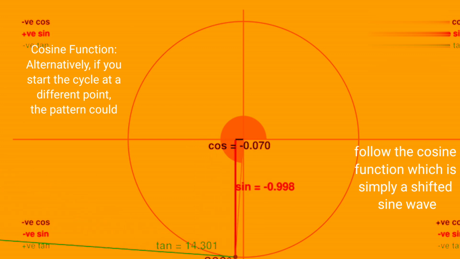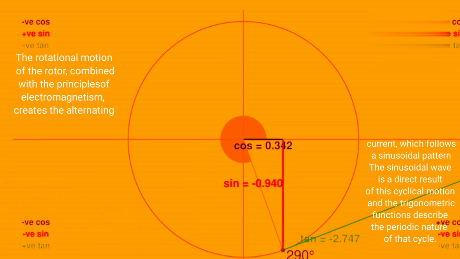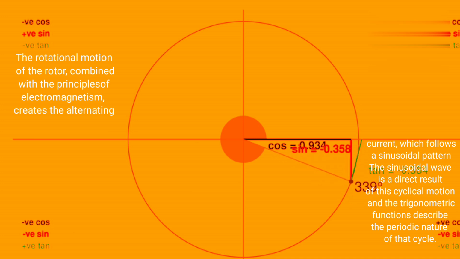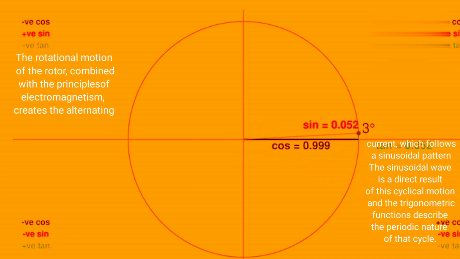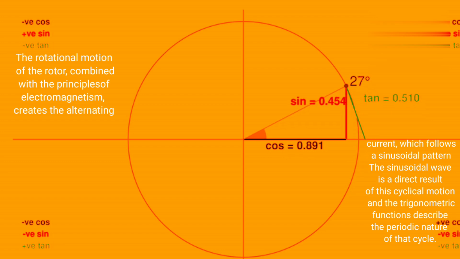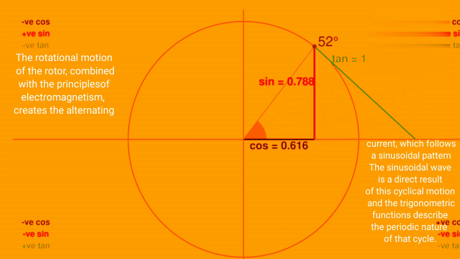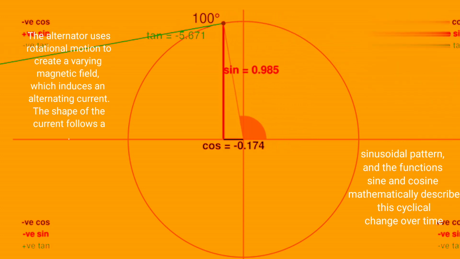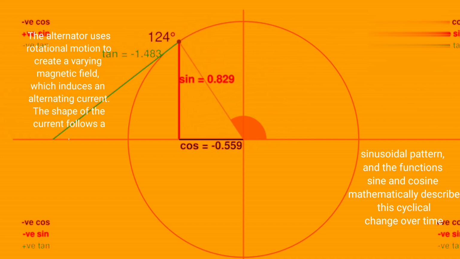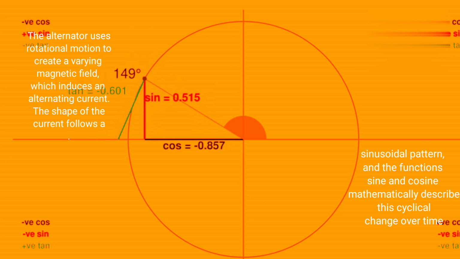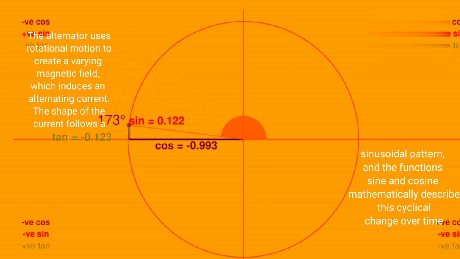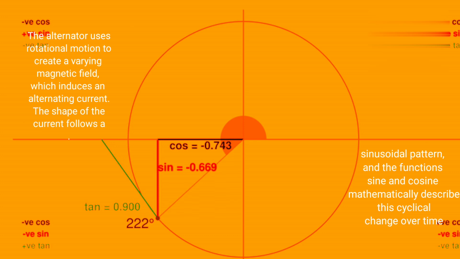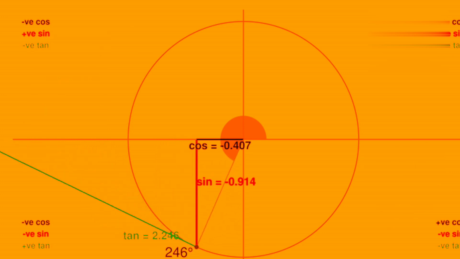The rotational motion of the rotor, combined with the principles of electromagnetism, creates the alternating current, which follows a sinusoidal pattern. The sinusoidal wave is a direct result of this cyclical motion, and the trigonometric functions describe the periodic nature of that cycle. So, to sum up, the alternator uses rotational motion to create a varying magnetic field, which induces an alternating current. The shape of the current follows a sinusoidal pattern, and the functions sine and cosine mathematically describe this cyclical change over time.